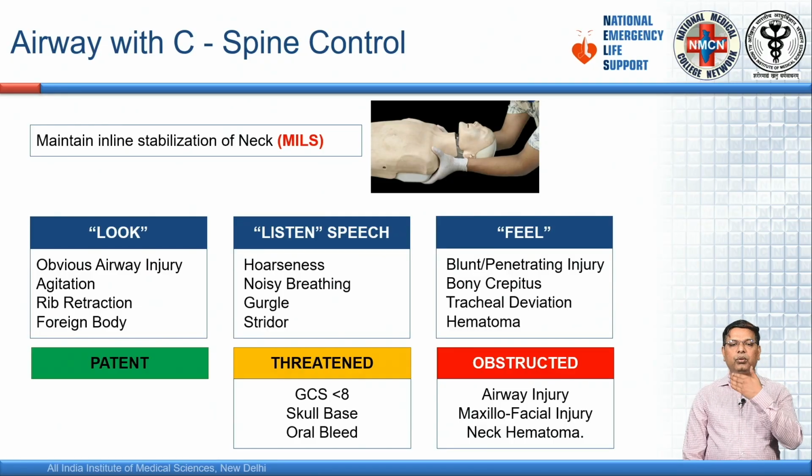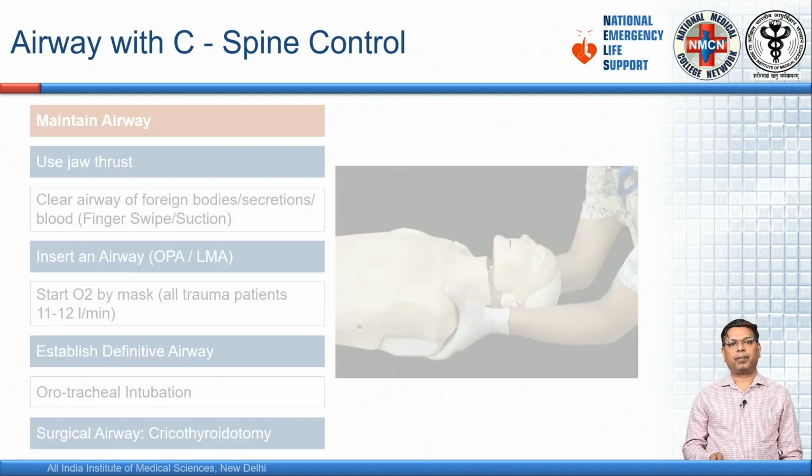You can just have a look to see if the patient has a maxillofacial injury, which may be quite visible, or may not be visible, but you palpate. If you find bony crepitus, you can think that the patient has a maxillofacial injury. So look, listen and feel. You just look for whether the airway is patent or threatened or obstructed. If obstructed or threatened, you have to take action.